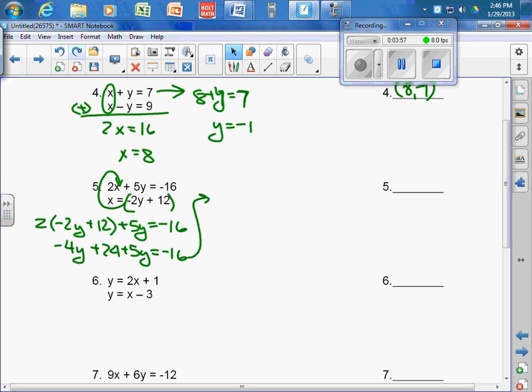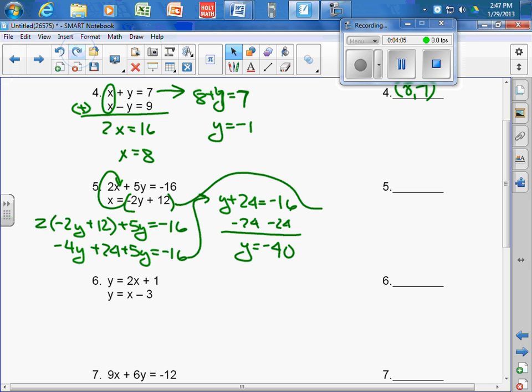Solving that equation, you get y is equal to -40. Plug that -40 back into the parentheses that you formed when you first started solving this problem. -2 times -40 is positive 80. Plus 12, 92. So you have the point 92, -40.